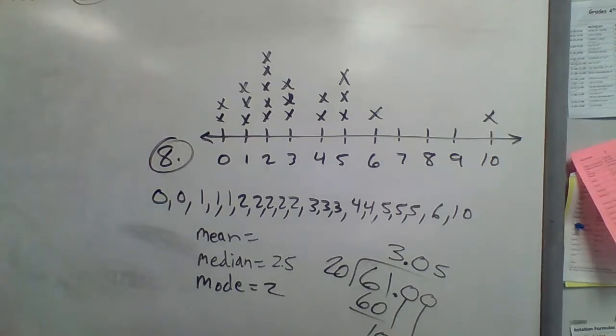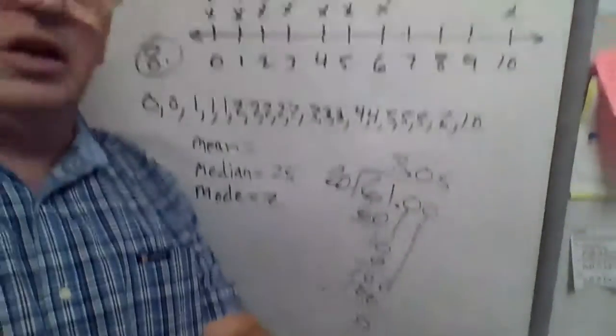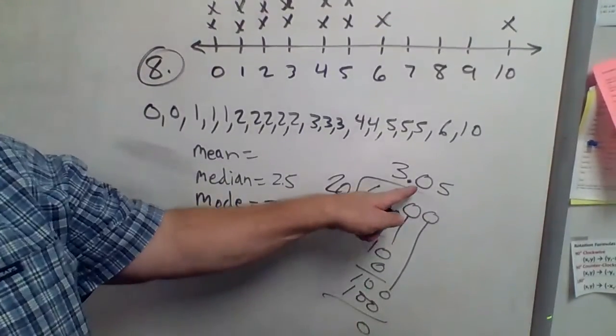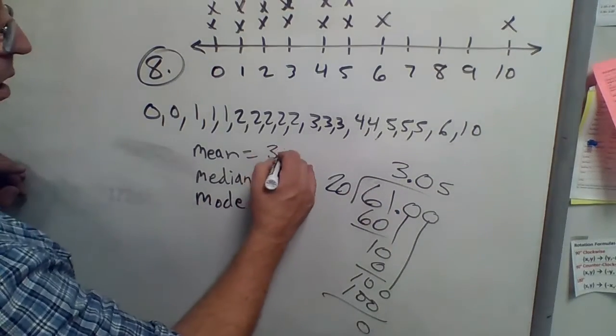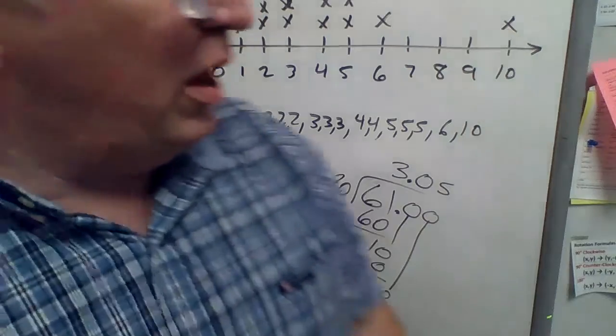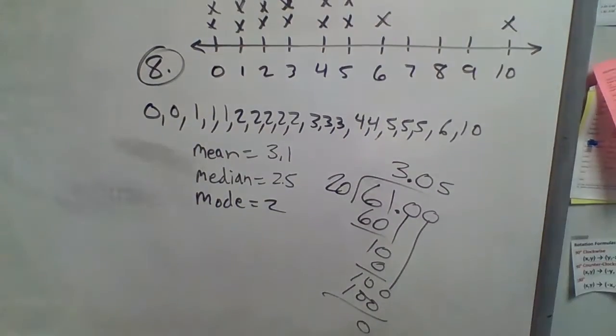Now, the directions say round the, oh goodness, I didn't show that on the screen. Round this to the nearest tenth. This number to the nearest tenth would be 3.1. So we've got 3.1 as our mean, 2.5 as our median, and 2 as our mode.